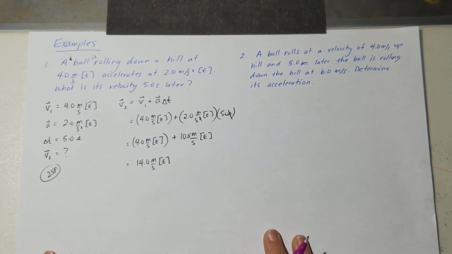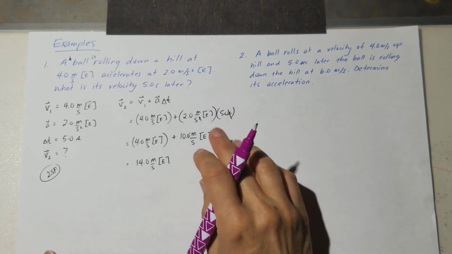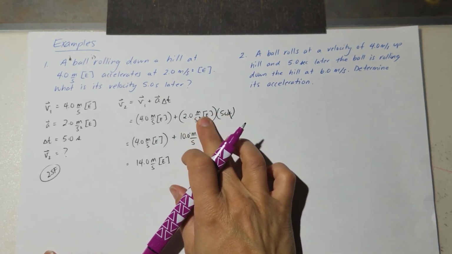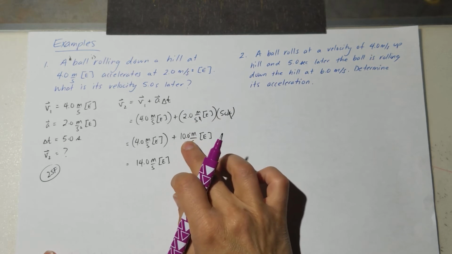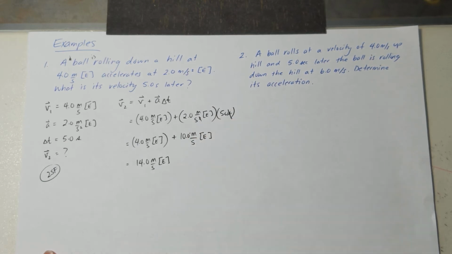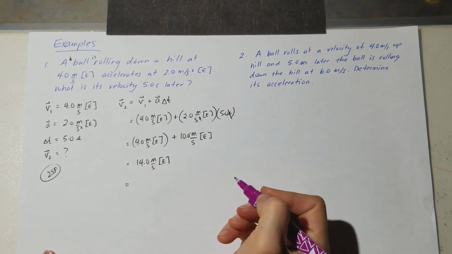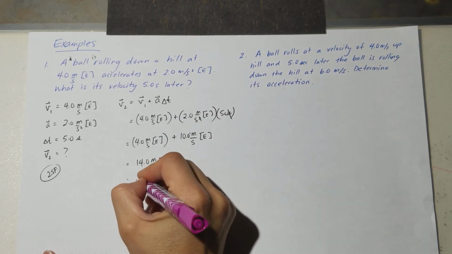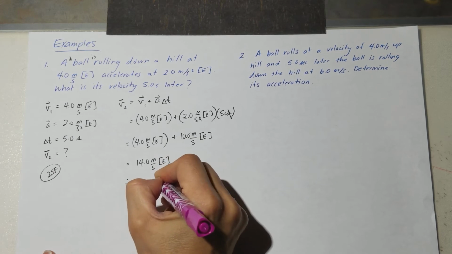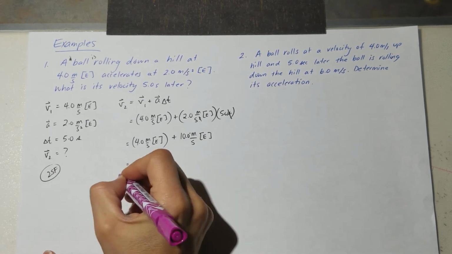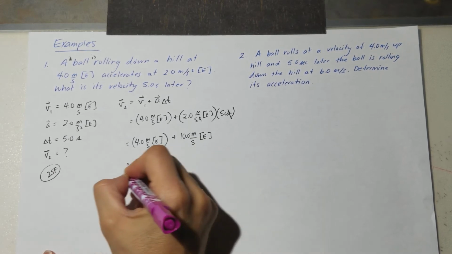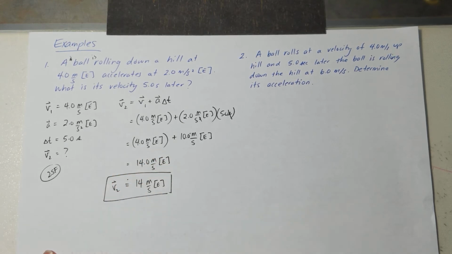Now, significant figures. Let's take a look at that. When I multiply, I really technically can only have 2 here. I did carry an extra. It happens to be a 0. But in the end, I can only have 2 significant digits. So what I should have here is approximately 14 meters per second east, is the final velocity after 5 seconds.